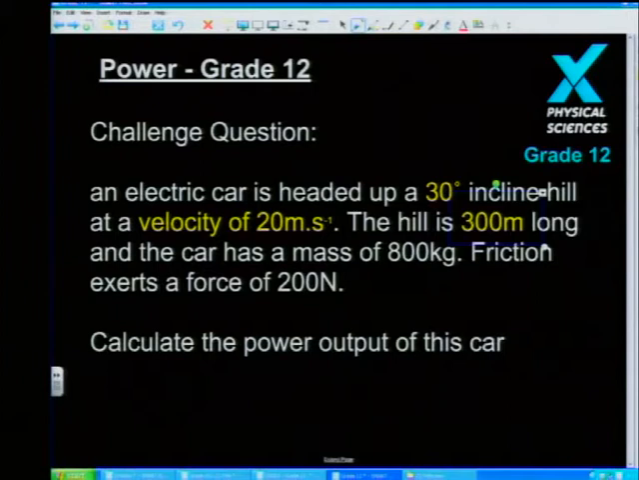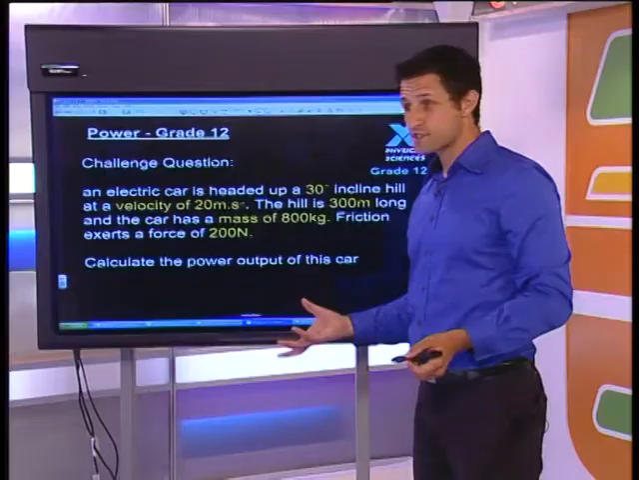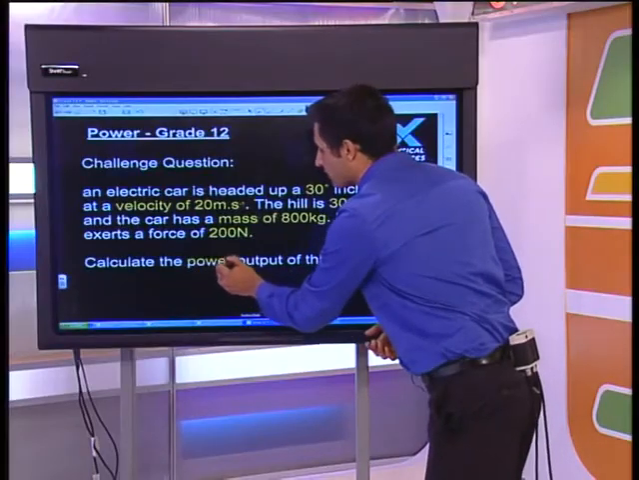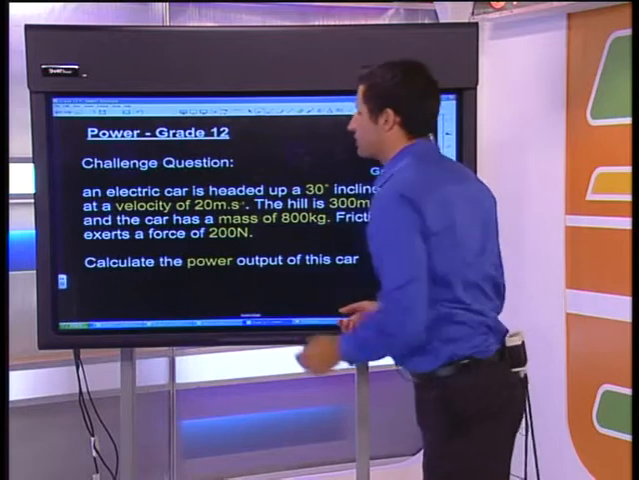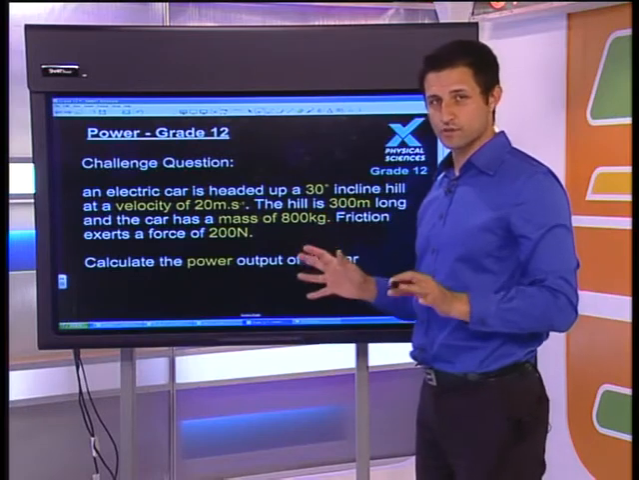So if I've got 300 meters of displacement and I've got a car which has got a mass of 800 kilograms, that's going to help me in calculating my gravitational potential energy change, or at least my work against gravity. Friction exerts a force of 200 newtons, hugely important. There's a lot of information in front of you. What am I after? I'm after the power inside my question. So I've got a huge amount to go after.